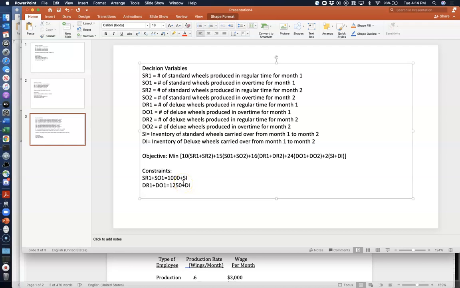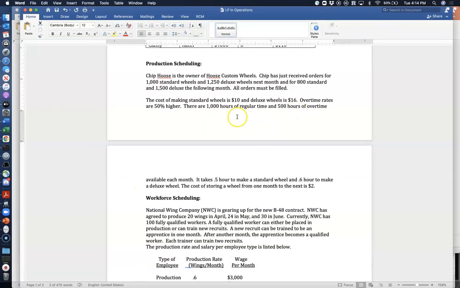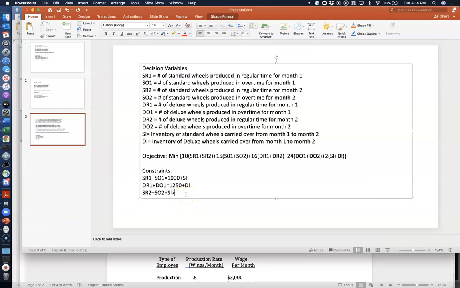Now let's look at the second month. In the second month, the total number of standard wheels you have are SR2 plus SO2 plus SI, so anything you carried over from the first month. The total number of standard wheels that you have available has to be enough to satisfy the demand, which is 800 standard wheels in the second month. So it has to be greater than or equal to 800.